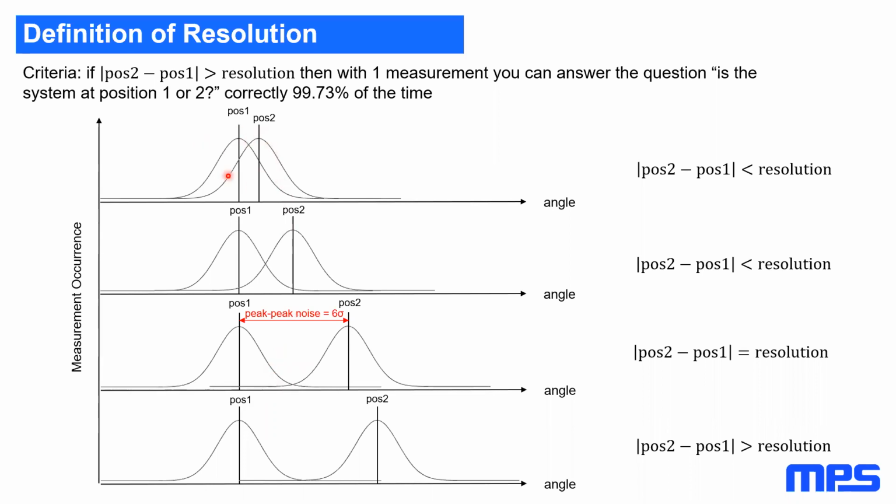So a very mathematically rigorous way of talking about something I think is fairly intuitive if you just look at how we spread these things out until we get to a point where the peak-to-peak noise is 6 sigma between position 1 and position 2. And I can continue to widen these out, and then I get greater than the resolution. But this area where I just get to 99.73%, that is my resolution. So position 1 and position 2 are right at the edge of what I can determine, the correct position 99.73% of the time.